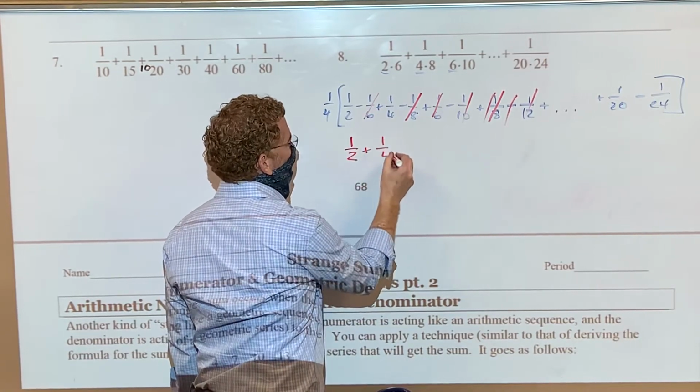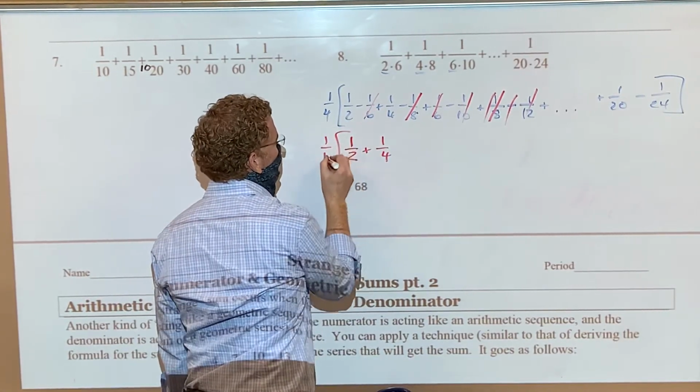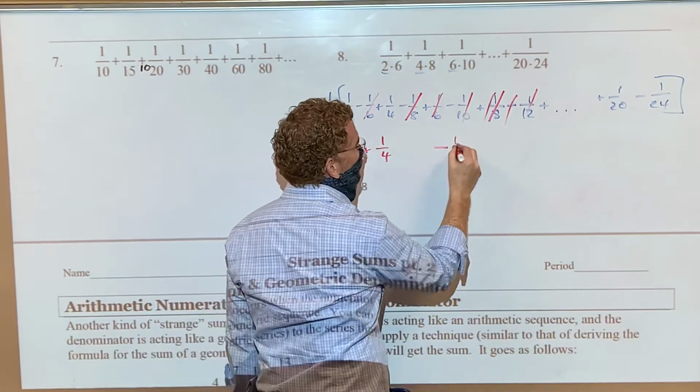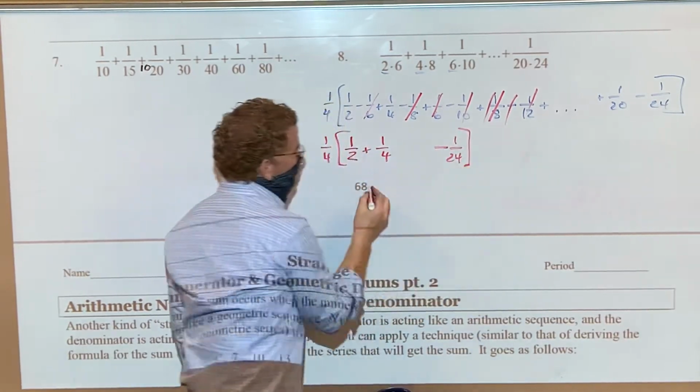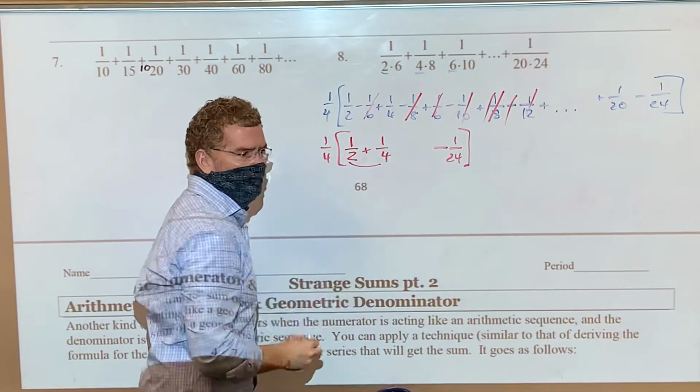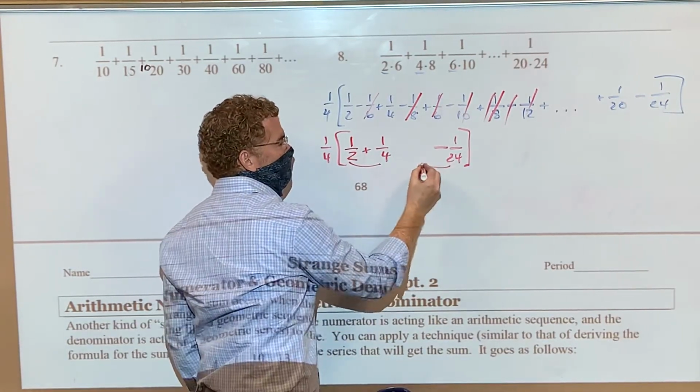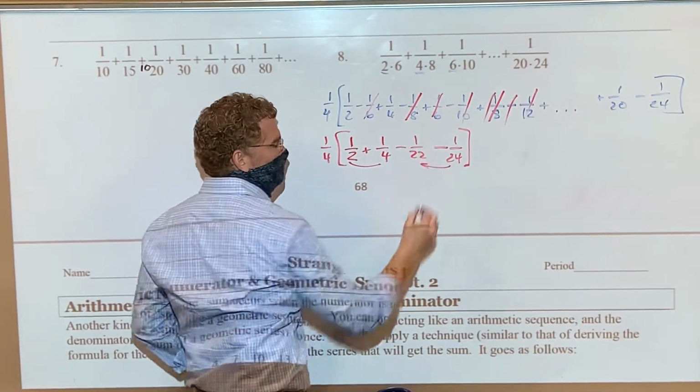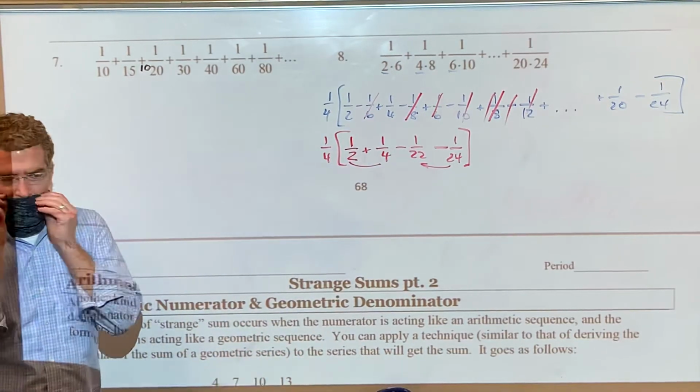1/2 and 1/4. And then this 1/4 right here. So at the end, I know I've got a negative 1/24, but since that went up by 2 in the bottom, what am I going to do here? Down by 2. So that gives me a negative 1/22. And I didn't have to write it all out.